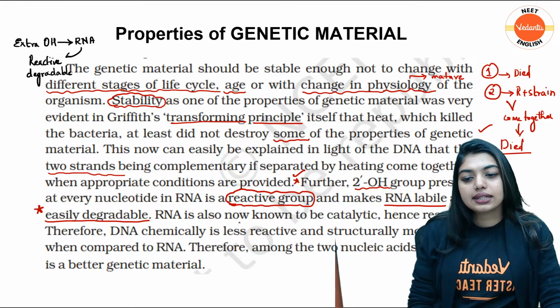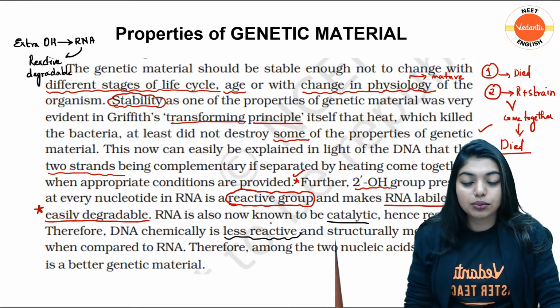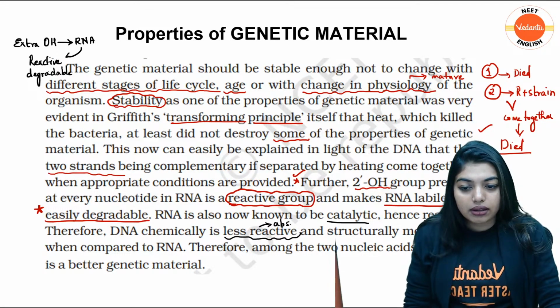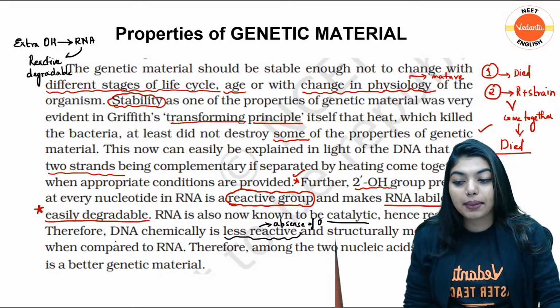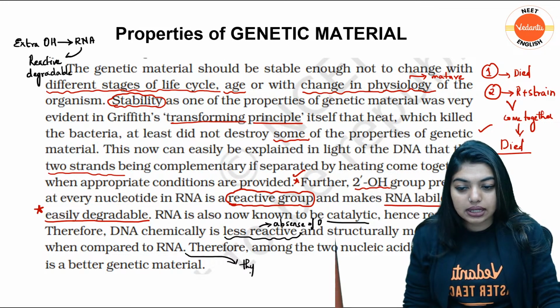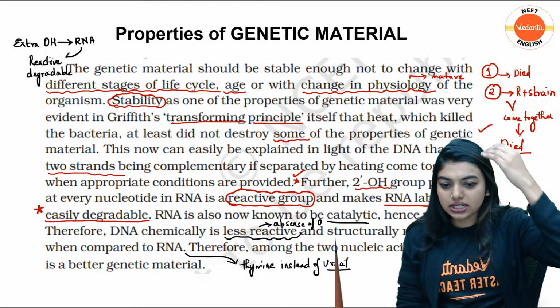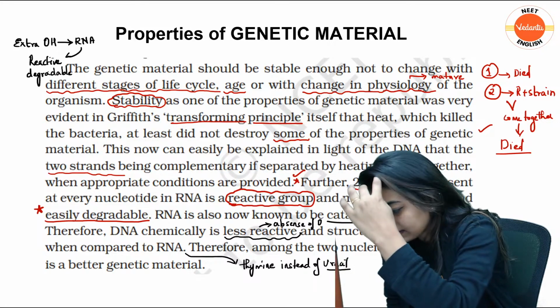Now RNA is also known to be catalytic, hence reactive. Therefore, DNA is chemically less reactive. This could be because of the absence of oxygen, and it is structurally more stable compared to RNA, mainly because of the presence of thymine instead of uracil. Clear? Okay, great. Thymine instead of uracil.